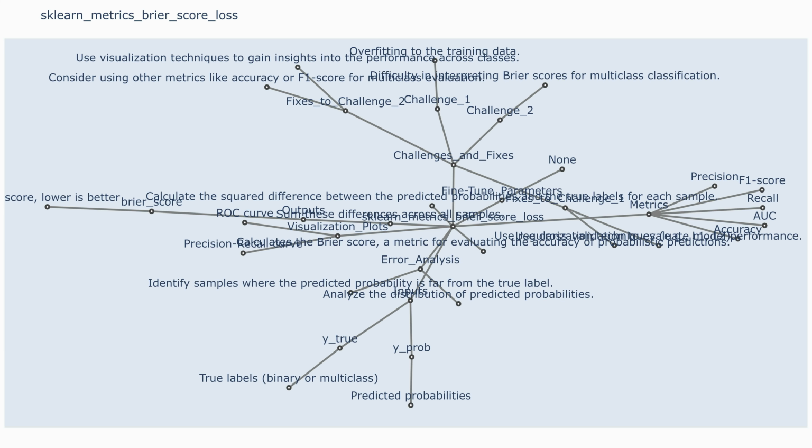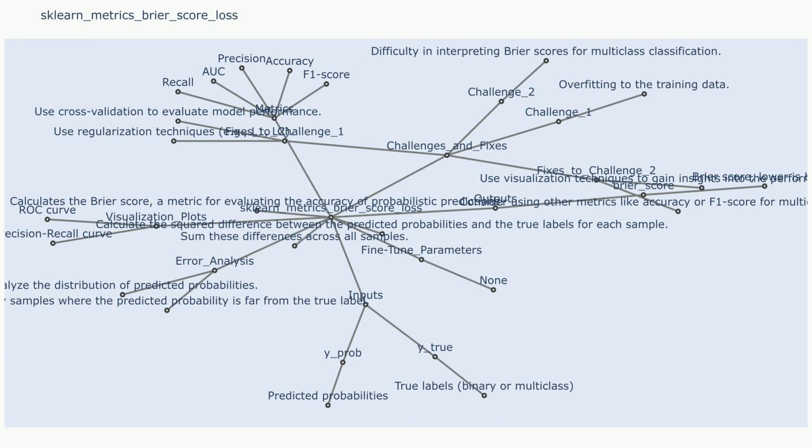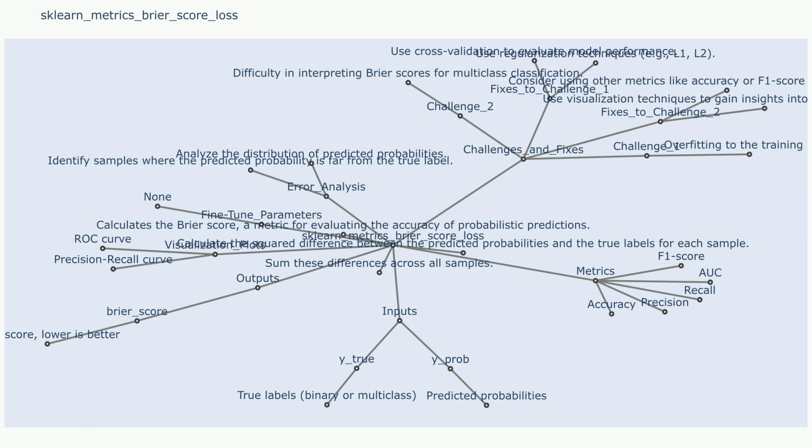sklearn.metrics.brier_score_loss. Description: the Brier score, also known as the Brier skill score, is a proper scoring rule that measures the accuracy of probabilistic predictions. It is typically used in binary classification tasks where the predicted probability of an event occurring is compared to the actual outcome.